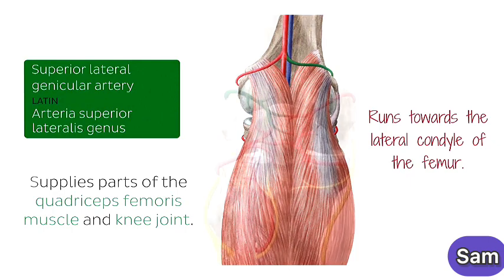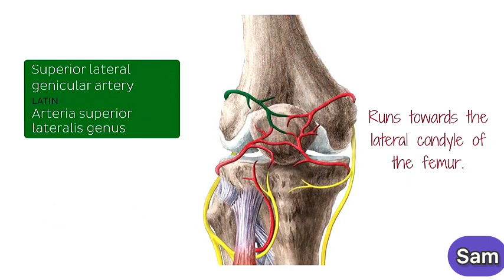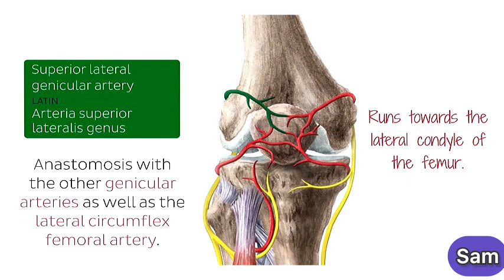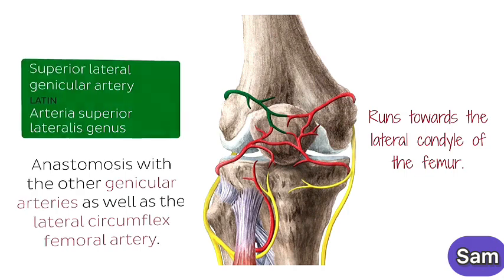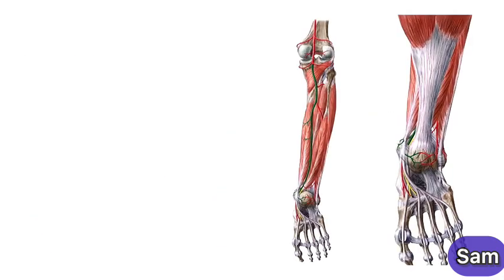As for anastomosis, this artery is going to be anastomosing with the other genicular arteries as well as the lateral circumflex femoral artery. We're going to be turning now to a posterior view to highlight this structure, a posterior view of the lower leg and also your foot here.